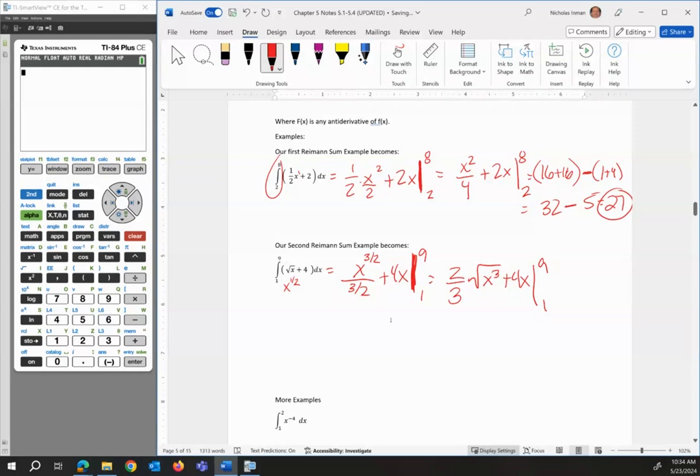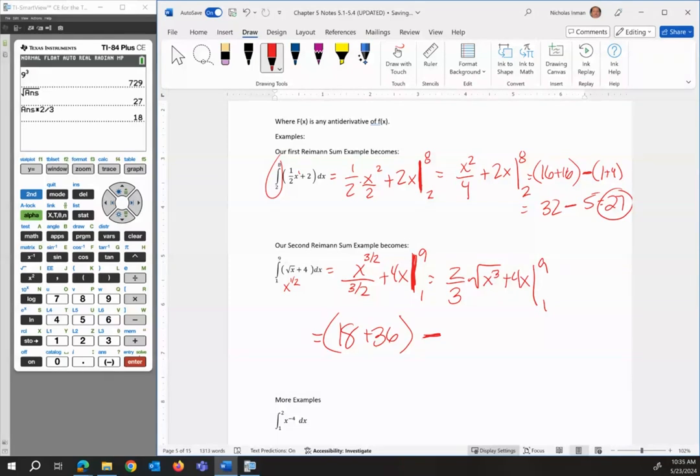So I plug in 9. I do 9 cubed. And then I take the square root. That's 27. 27 times 2/3 is 18. I do 4 times 9. That's 36. I then subtract my answer when I plug in 1.